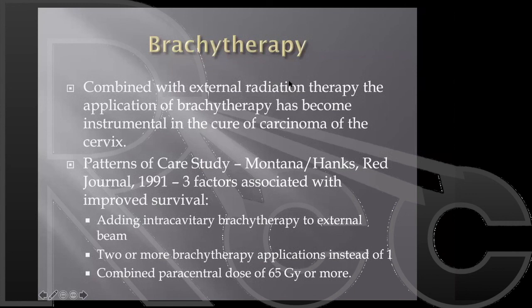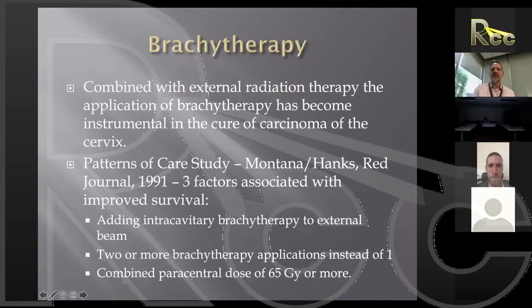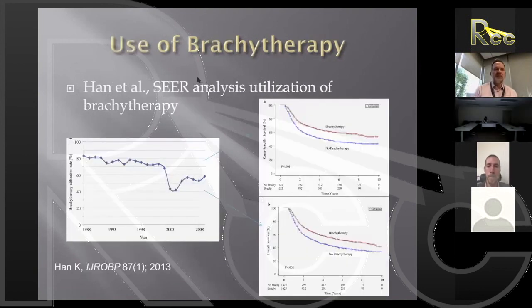Just one example of this is there were several patterns of care studies. This one by Montana and Hanks showed that there were three factors associated with improved survival, and adding intracavitary brachytherapy was one of the strongest ones. At that time we were doing low dose rate brachytherapy with one, two, or three applications, and he really found that two or more brachytherapy applications instead of one led to improved survival. Probably that's because the first application produces better tumor response, and you come in with your second application and that's in your extremely high dose area. And they really said that a combined paracentral dose, that means point A dose, of 65 gray or more was beneficial. We'll expound on that in a couple minutes here, where 65 gray is not adequate dose by modern standards. So this study was done on patients in the United States.